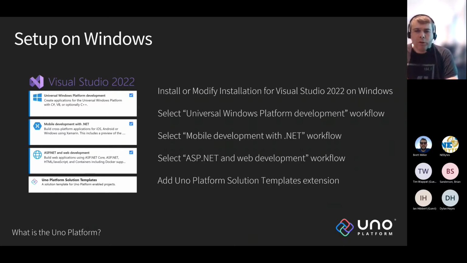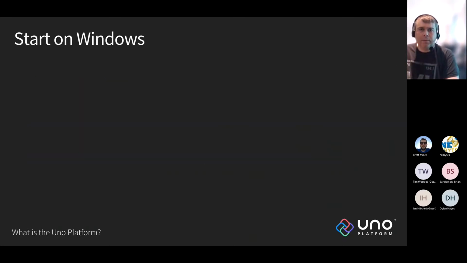And once you've got all of those workflows installed, you then just need to get the Uno Platform Solution Template extension, and you get that from the Visual Studio Marketplace. But if you do need to target iOS and macOS, you do need a Mac for that. Once you've got yourself set up, you can check your installation is fully complete with a command line utility called Uno Check. You can run that, and it will tell you that everything is set up fine.